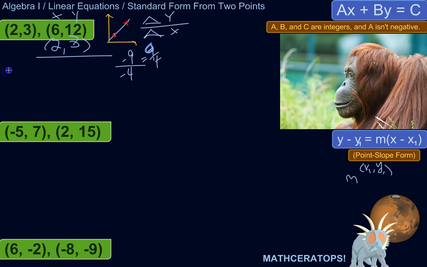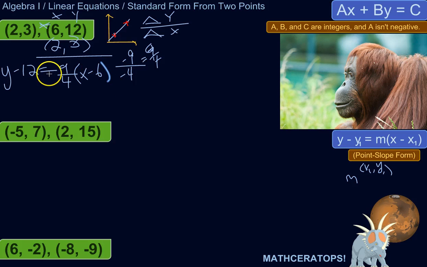Okay, I could use that to write the point slope form. So I've got y minus... now let's pick this point, 6, 12. So y minus the y coordinate of the point is equal to the slope, which we just figured, 9/4, times x minus the x coordinate, which is 6 in this case. Alright, now we can start moving stuff around so it looks more like this, where it's something times x plus something times y equals something, where these somethings are integers and A isn't negative. And that's a style thing.